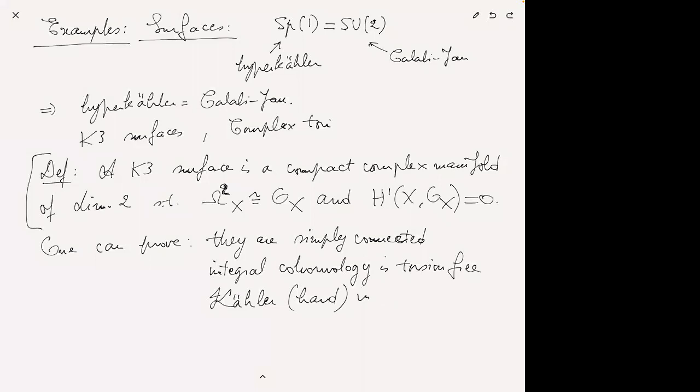What do I mean by unique way? Remember, these are all hyperkähler, so they have lots of Kähler structures, but they have a unique Kähler metric. So the metric is unique, the complex structures are not. For each Kähler metric, you have a sphere of complex structures that are Kähler for that metric. But if you fix the complex structure, you have a unique Kähler metric.